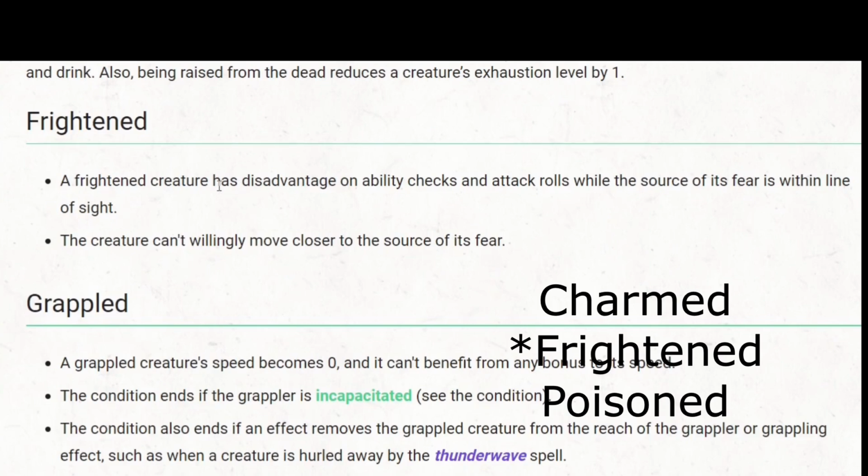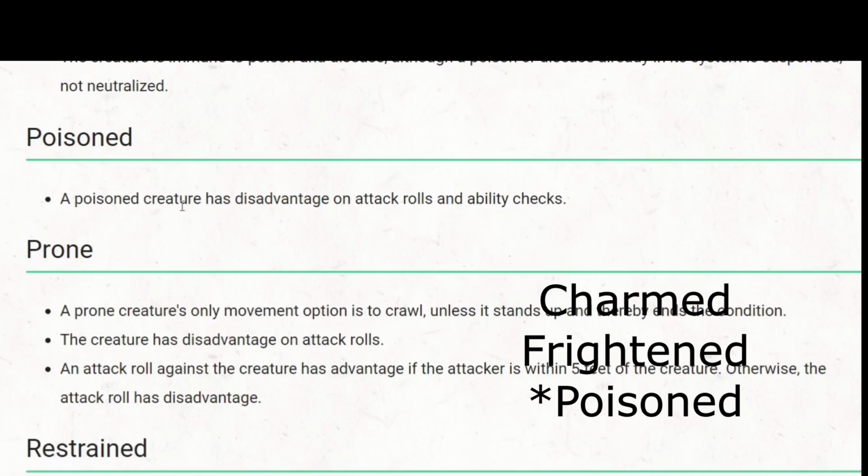A frightened creature has disadvantage on ability checks and attack rolls while the source of its fear is within its line of sight. The creature can't willingly move closer to the source of its fear. A poisoned creature has disadvantage on attack rolls and ability checks. Done. Next up is prone.